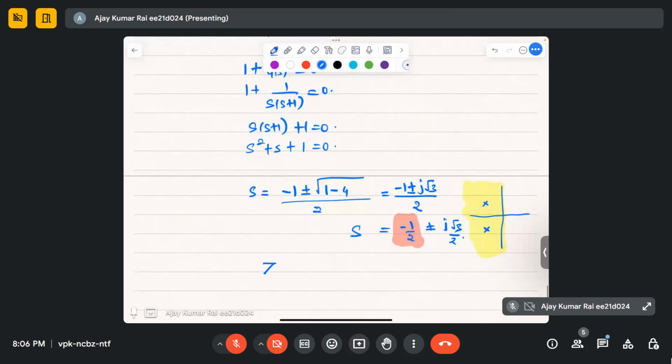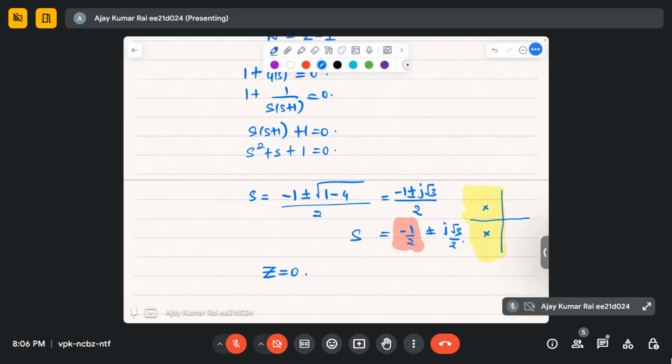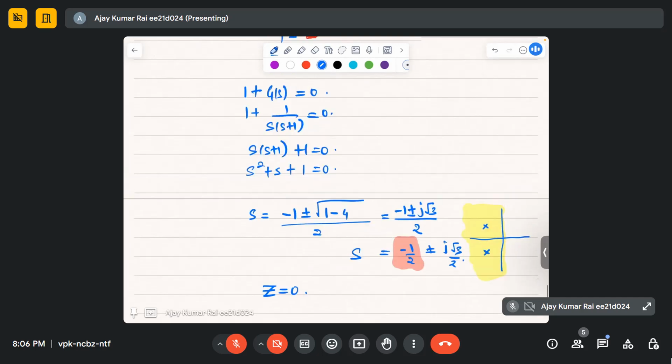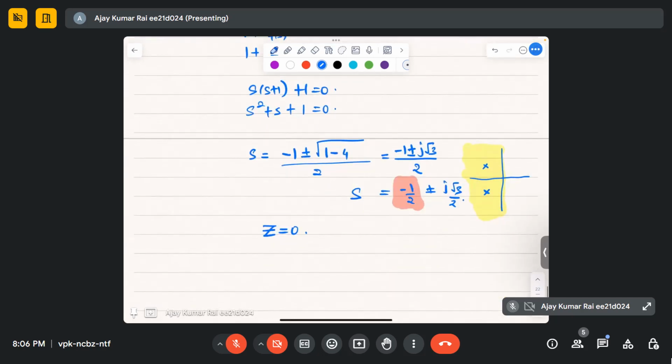the value of z is equal to 0. So no closed loop pole is lying on the right half plane of the S plane. Okay, that from the 1 plus GS I have found out. So now I need to find out the value of n, which is z minus b, and 0 minus 1. N is equal to minus 1.